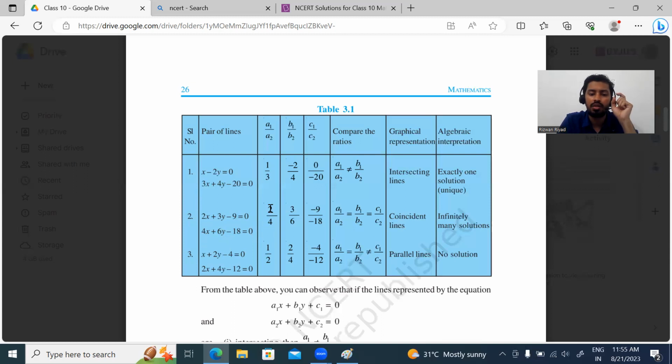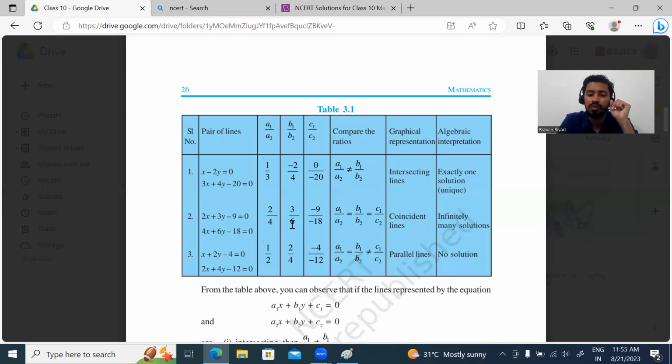You can take the ratios A1 by A2, B1 by B2, and C1 by C2. A1 by A2 is 2 by 4, B1 by B2 is 3 by 6, and C1 by C2 is -9 by -18. But all these are equal, right? 2 by 4, 2 is half of 4.